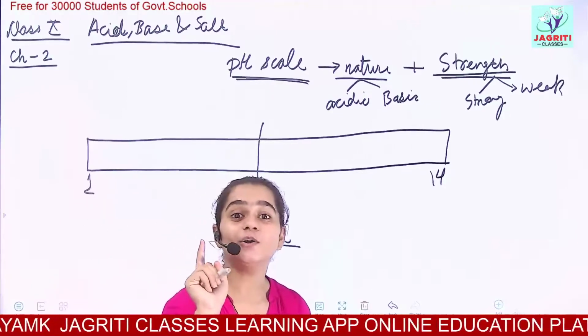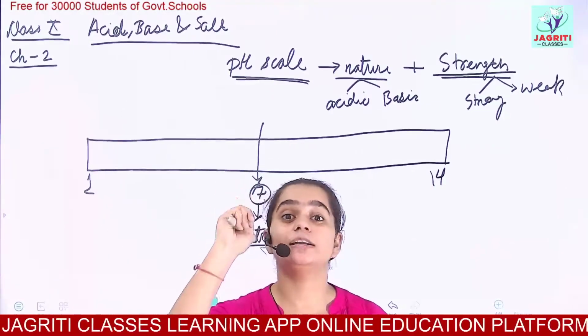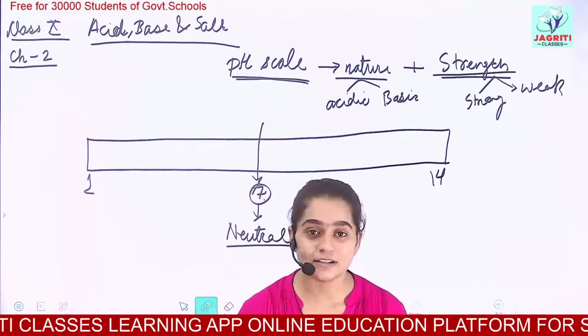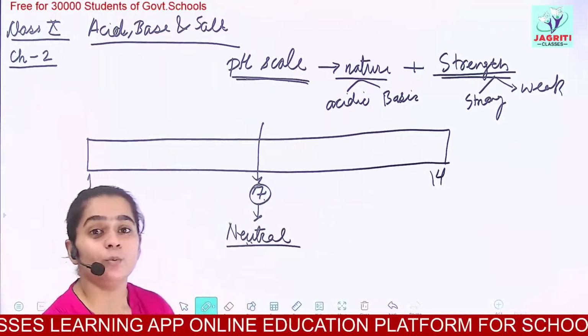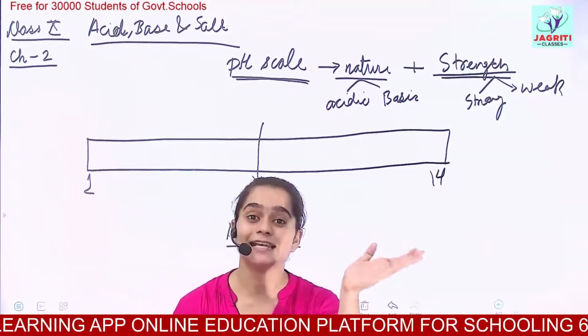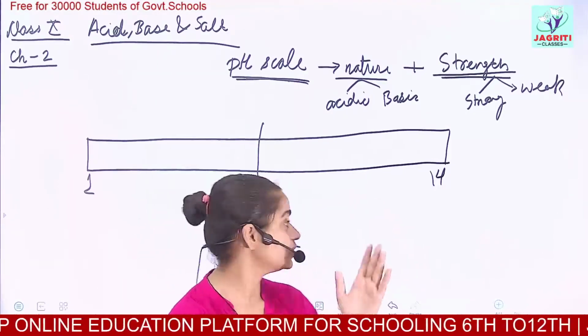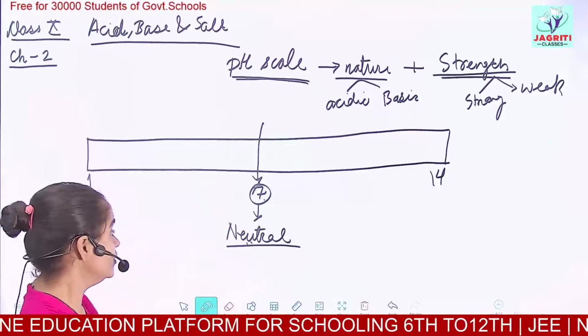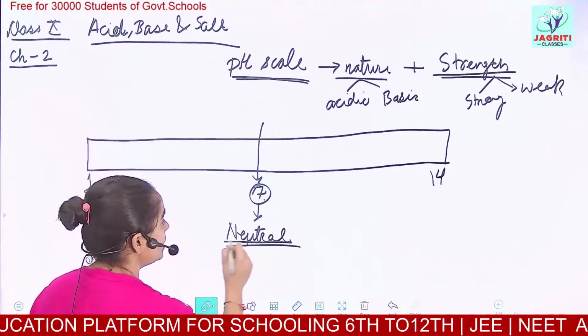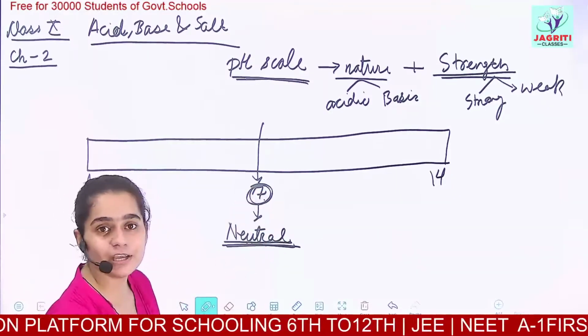Now you all know we discussed three types of salt: acidic, basic and neutral. Here neutral means when the same strength of acid combines with the same strength of base, the resulting salt is always a neutral salt. So here neutral means the pH value of exactly 7.